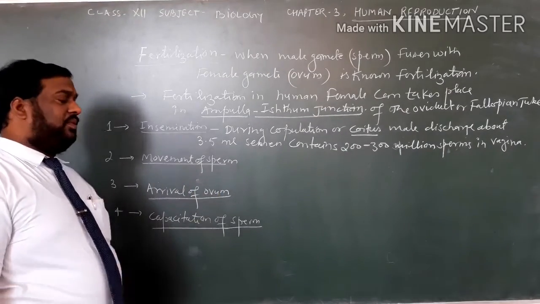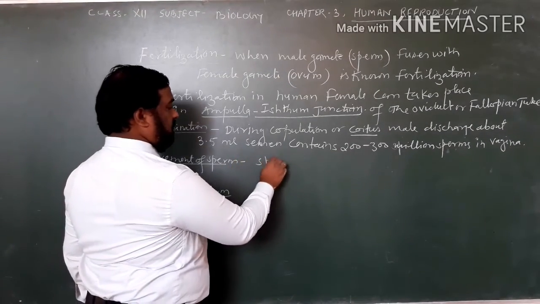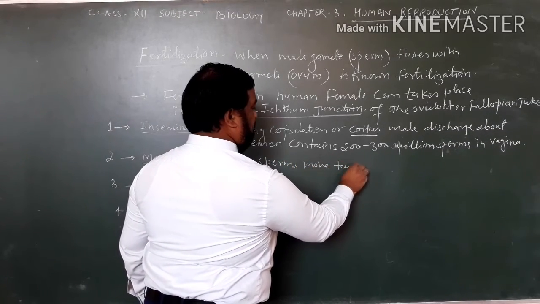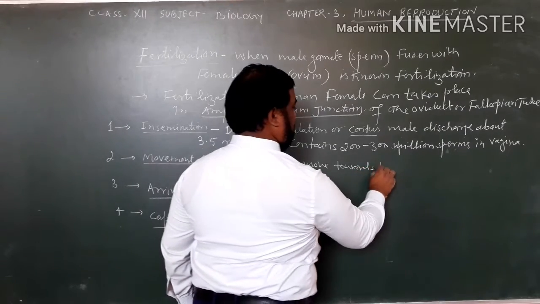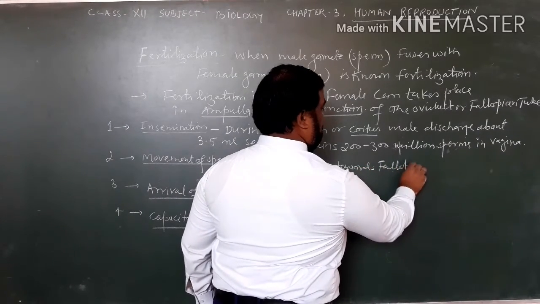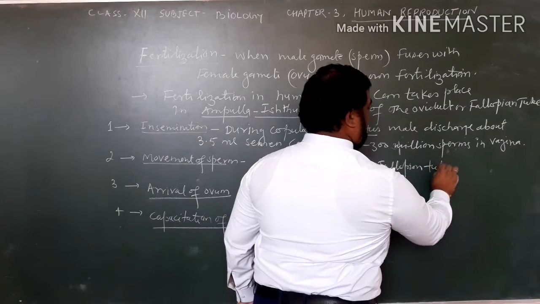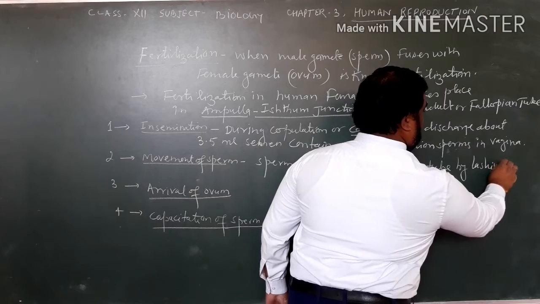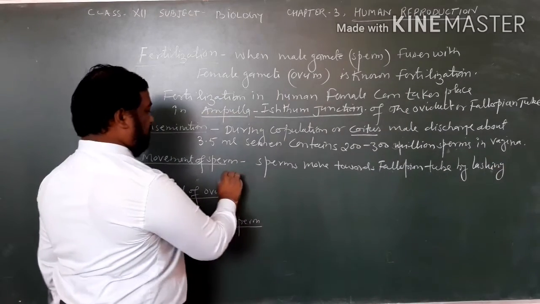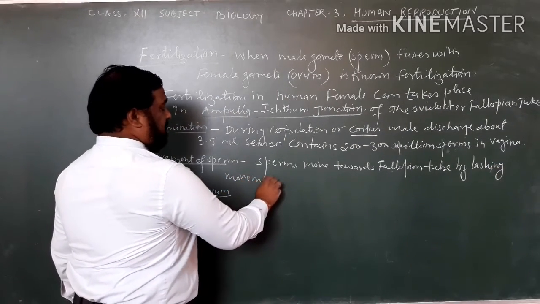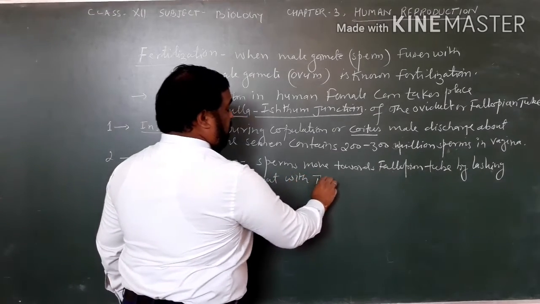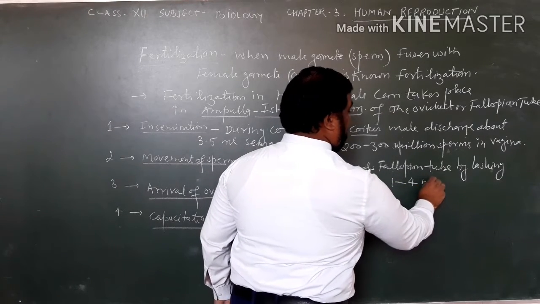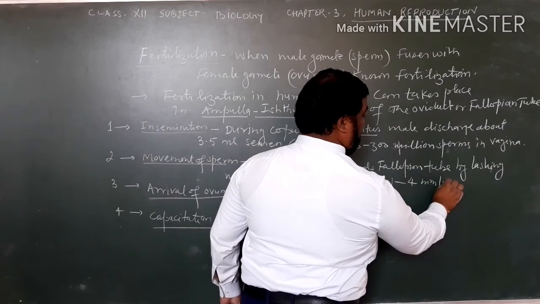Movement of sperm. Sperms move towards the fallopian tube while lashing their tails, with a speed of 1 to 4 mm per minute.